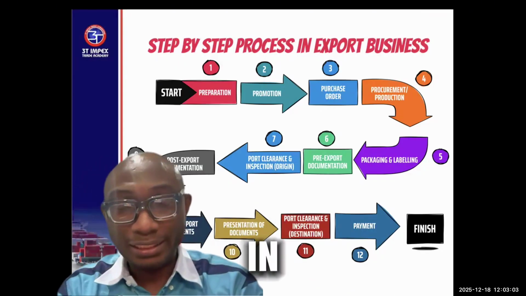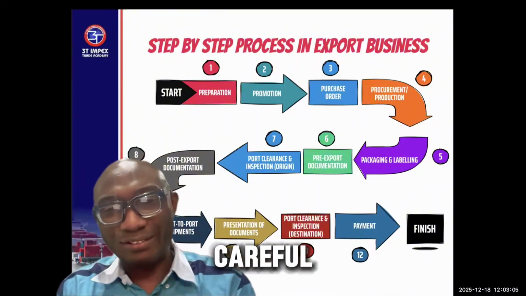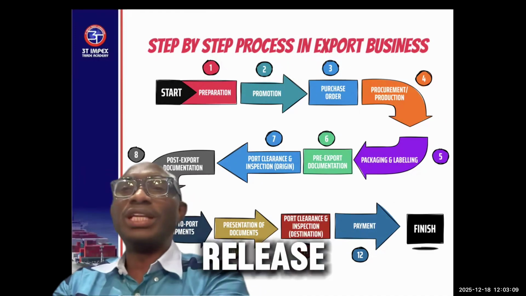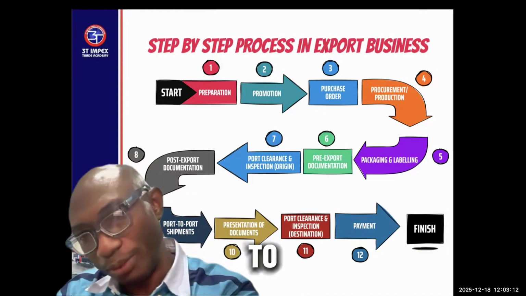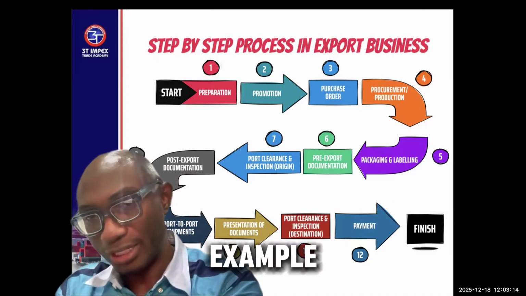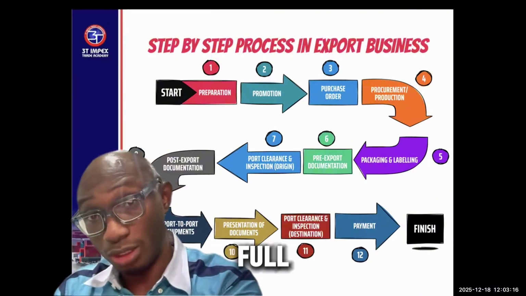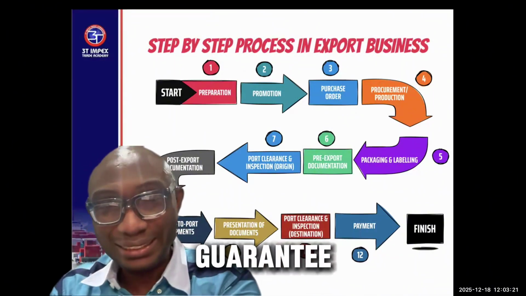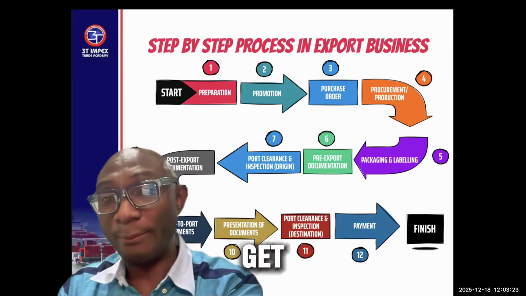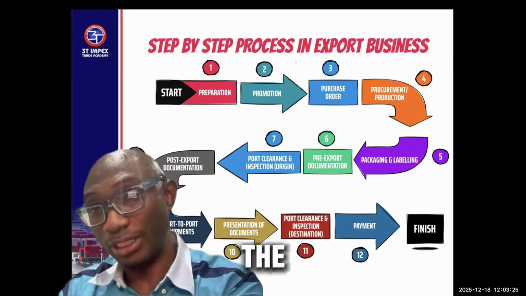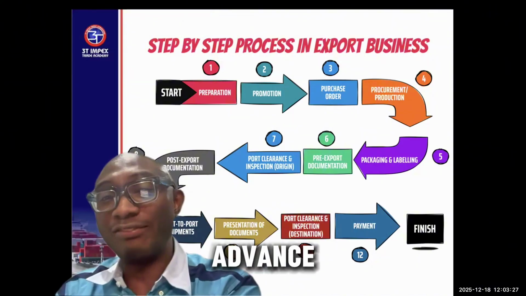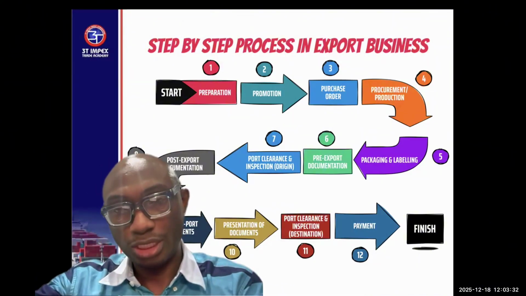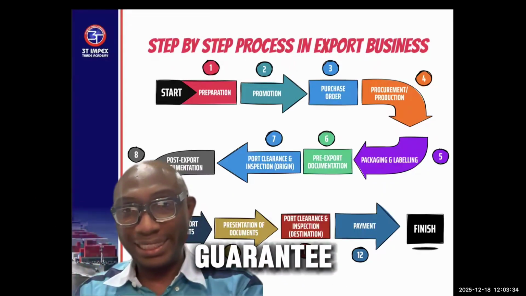And in buying, in procurement, it's important you are careful in releasing money to people. When you release money, you need to find a way to mitigate the risk. For example, either you release part, not full, and pay the balance upon arrival, or you give them a guarantee so that when they deliver, they get paid. If you don't pay them, they go to the bank and collect the money. Or they give you an advance payment guarantee and you give them the cash.